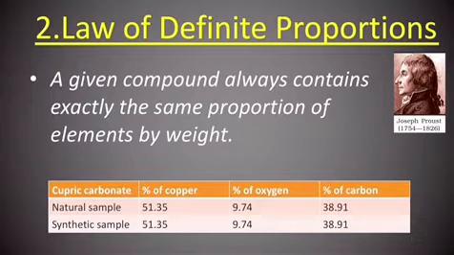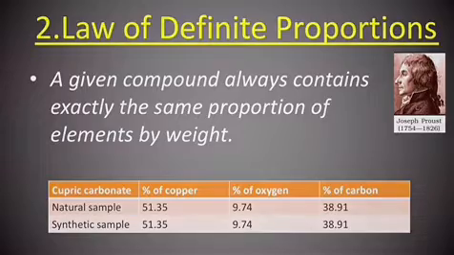It is 51.35 percent of copper in both of the samples. Similarly, the percentages of oxygen and carbon are also the same. So this experiment proved that the percentage, or you can say the proportion of elements, is always the same whatever the origin of the compound is. These two laws you have already studied in class 9.